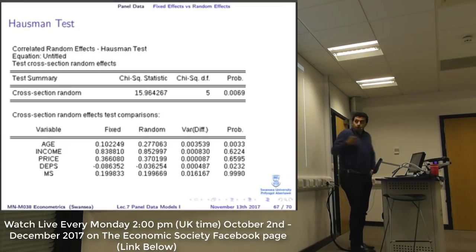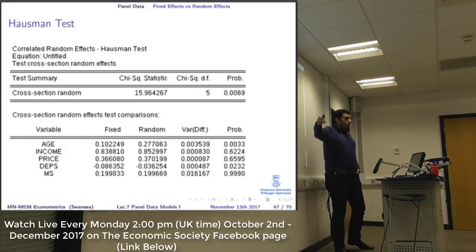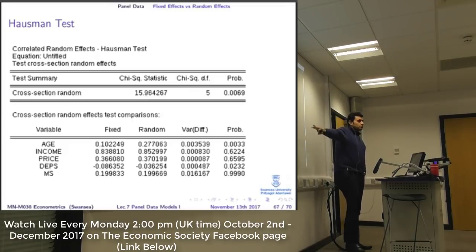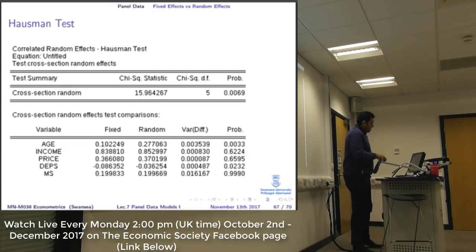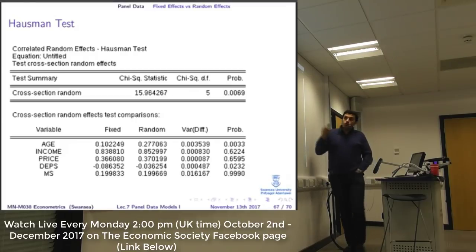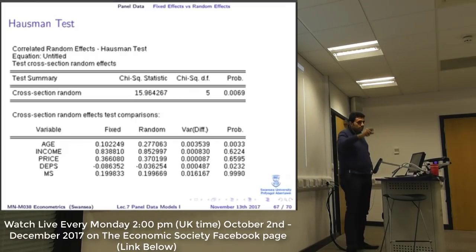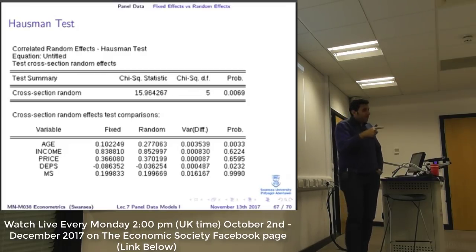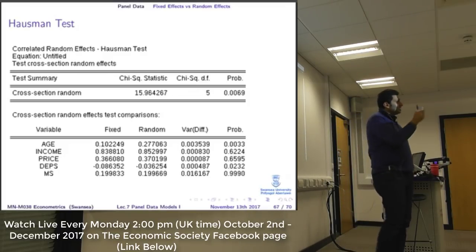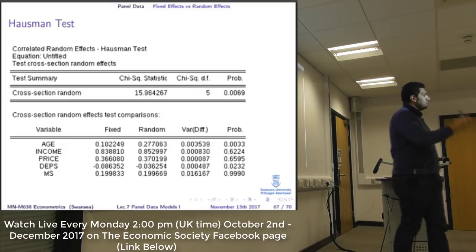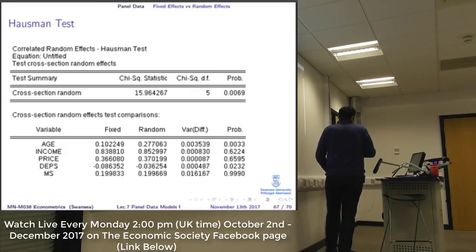And as I said, if we didn't reject it, that would have meant that we should use the random effect model. But in this case, because we have a very small probability value, we reject the null hypothesis, and that means we should use the fixed effect model. If you remember, I said the random effect model is more appropriate under certain conditions, but if these conditions are not valid, then we have to use the fixed effect model.